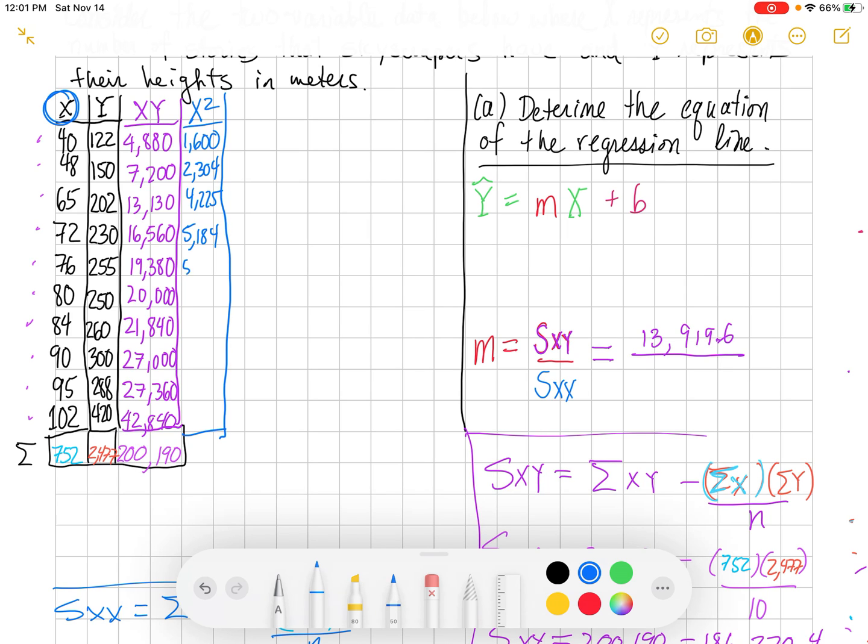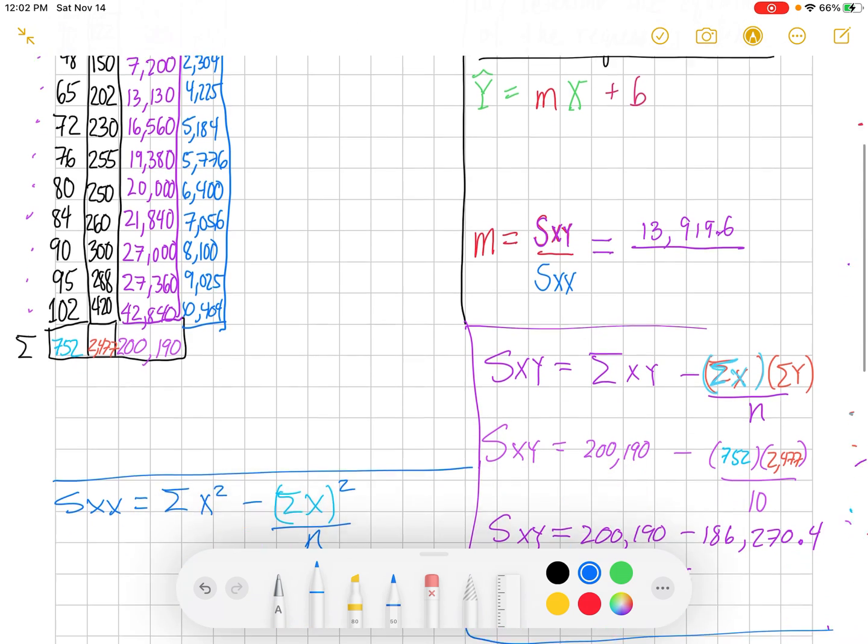Square 76, you get 5,776. Square 80, I'm going to get 6,400. Square 84, I'm going to get 7,056. Square 90, I'm going to get 8,100. Square 95, I'm going to get 9,025. And square 102, I'm going to get 10,404.